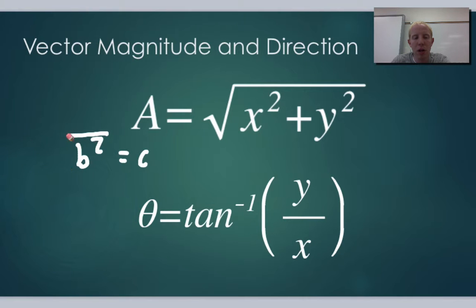All it is saying is we're using the Pythagorean theorem to figure out how long the vector is. So how long the vector is, A, is equal to the square root of x squared plus y squared. And that's it. Not too bad.